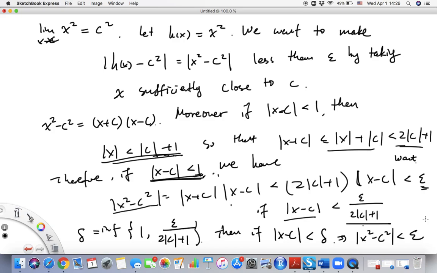Okay, so it is a little complicated, so let's go over this idea one more time. So the key idea is that we restrict our attention to this interval. Okay, and under this condition, if the absolute value of x minus c is less than epsilon over 2 absolute c plus 1, we have the difference of the two is less than epsilon. Okay, so you might ask, how do we come up with this condition? So here is why.